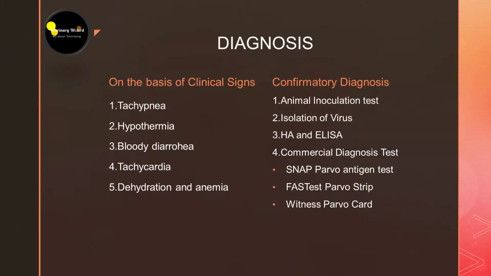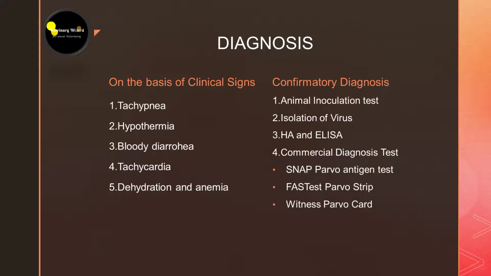Next is the diagnosis. You can diagnose this condition with the help of the clinical signs that I have discussed earlier. For confirmatory diagnosis you can go for animal inoculation test, isolation of virus, HA and ELISA. And you can also use commercial diagnostic kits. There are 3 types of kits available in the market for parvo diagnosis: SNAP Parvo Antigen Test, Fastest Parvo Strip, and Witness Parvo Card.